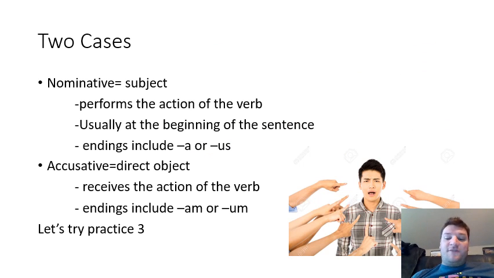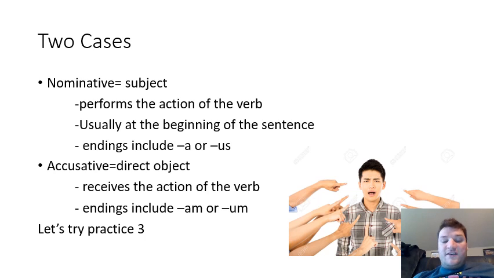So the two cases I wanted to focus on in this one are nominative and accusative. Nominative case, when you see that nominative ending, you always automatically will think that it is the subject. Okay, 100%. Subjects perform the action of the verb. They're usually at the beginning of the sentence, but here are the two important endings you need to know. Endings are, at least in the declensions, which we'll talk about on Monday, there's 5 of those. For now, they're going to be either A or US. So if you see those endings, think that it's nominative.